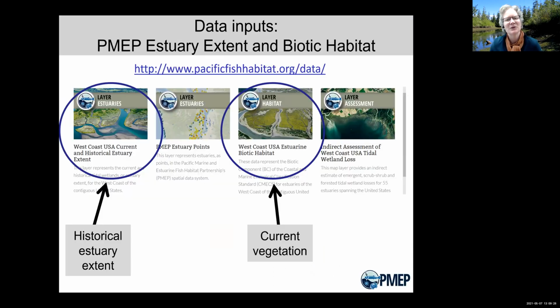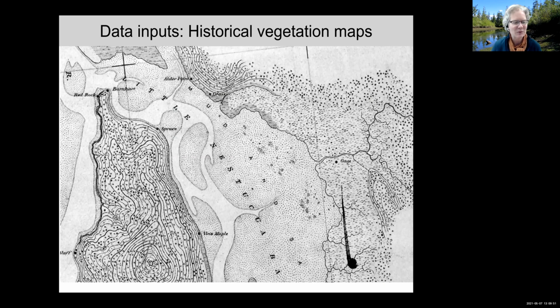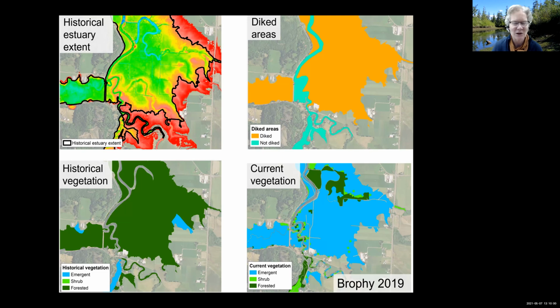The data inputs included the historical extent of the estuary from mapping that we did first in Oregon and subsequently for the whole U.S. West Coast. You can download those data from the site here, the historical estuary extent layer. Then we got our current vegetation information from PMEP's biotic habitat layer, also shown on this page. Historical vegetation came originally from GLO records, General Land Office Survey records, and T-sheets. These maps were compiled by John Christie and others. So we combined these sources to analyze changing vegetation on our coast since the 1800s.